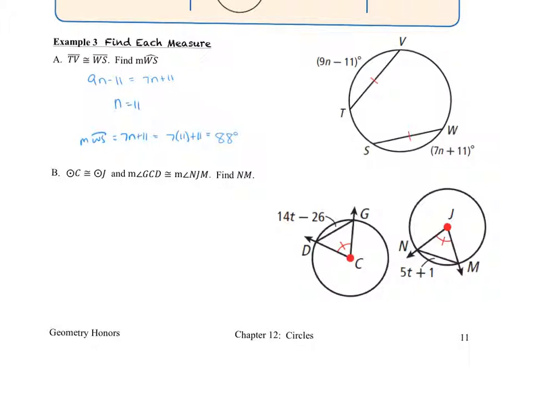In this next one, since we have congruent central angles, then we have congruent chords. So we can set these equal to each other. Solve that, we should get t equals 3. And then we plug that back in because they want nm. So since nm equals 5t plus 1, we just plug in the t is 3. And we get the nm equals 16.